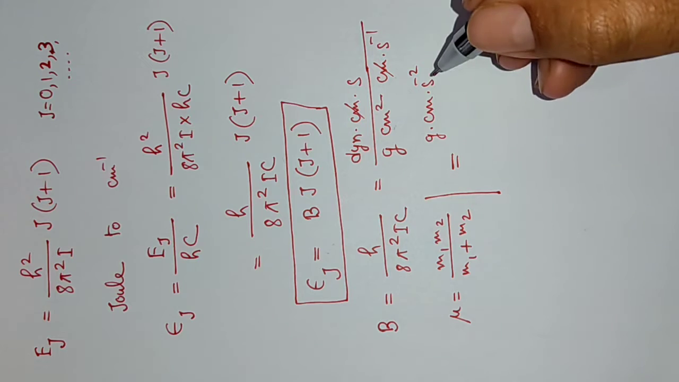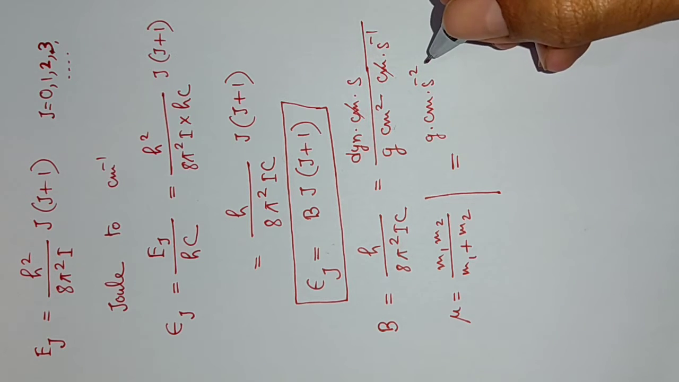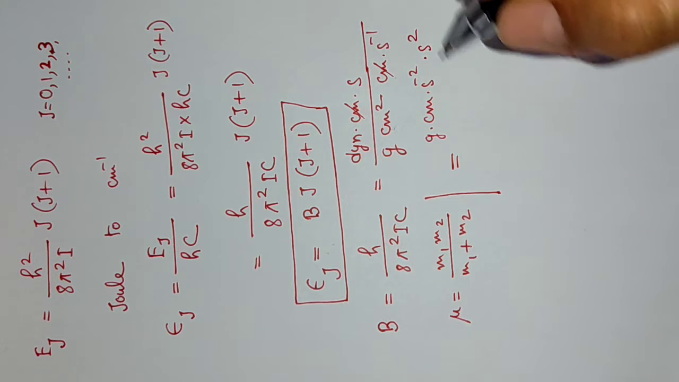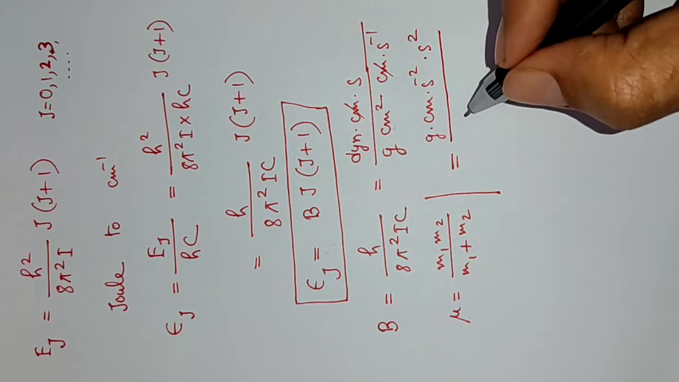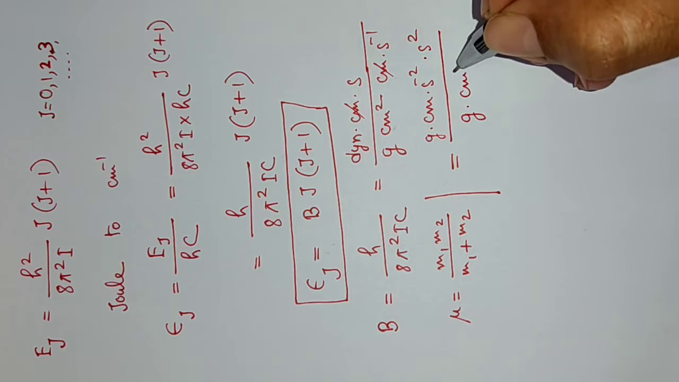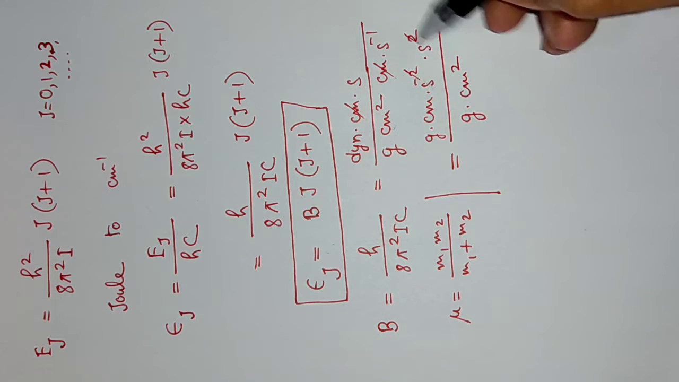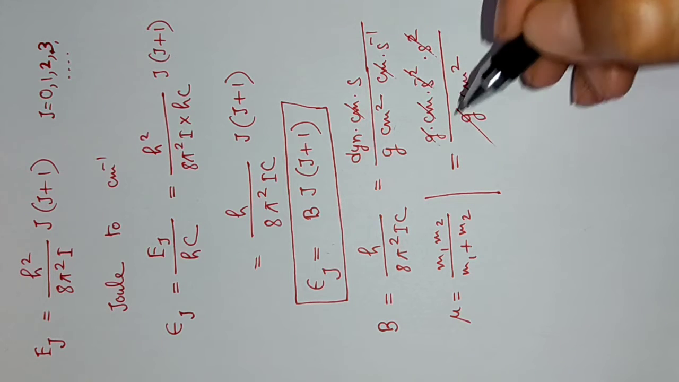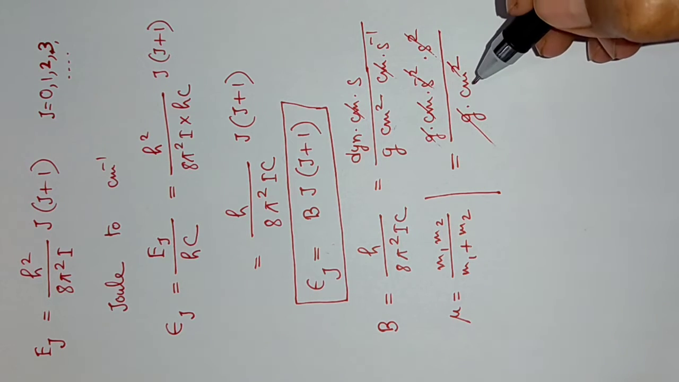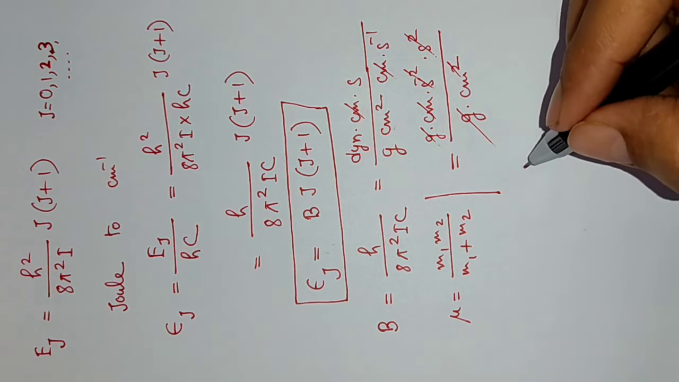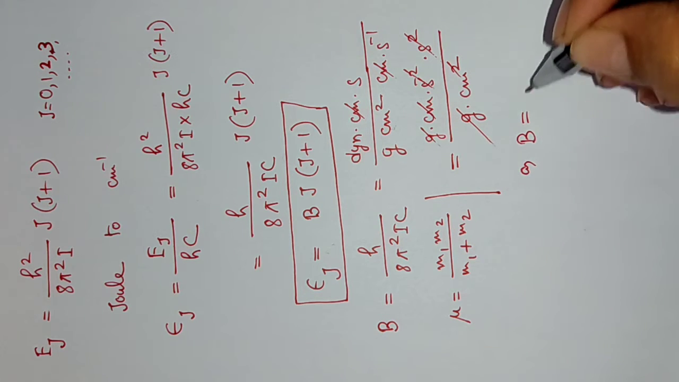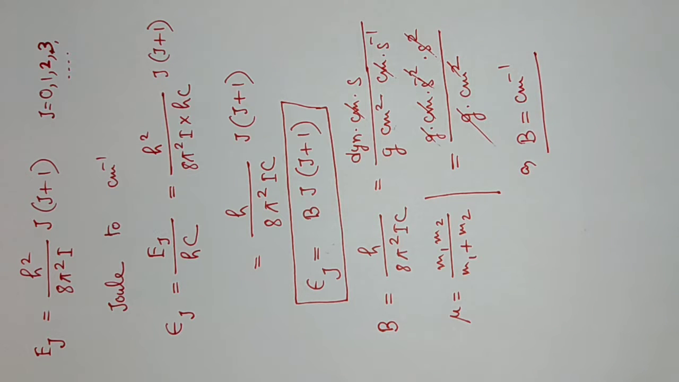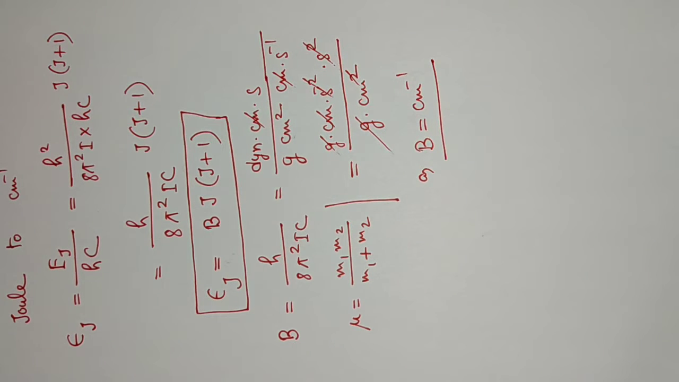So it is gram centimeter per second square into this second, and this second inverse will come up and it will be second square, and here we have gram centimeter square. These two will cancel each other, gram will cancel, centimeter and this power will cancel. So this centimeter will go up and we will have the dimension of B to be centimeter inverse as expected. So this is correct.